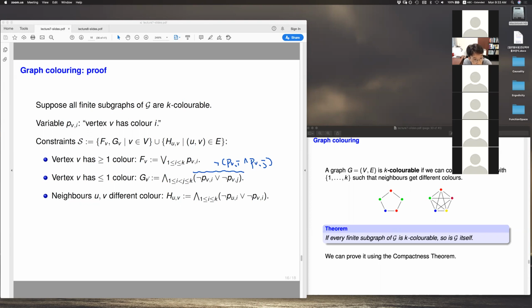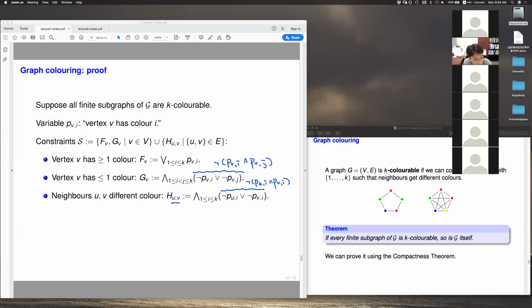Okay, that's what this GV is telling us. And now HUV says that... HUV is talking about the vertices U and V, which are connected by an edge. And this one, if I write it in this way, P_{U,i} and P_{V,i}, that means that vertices U and V, which are connected by an edge, will never be given the same color. Okay, so that's what this conjunction is telling us.